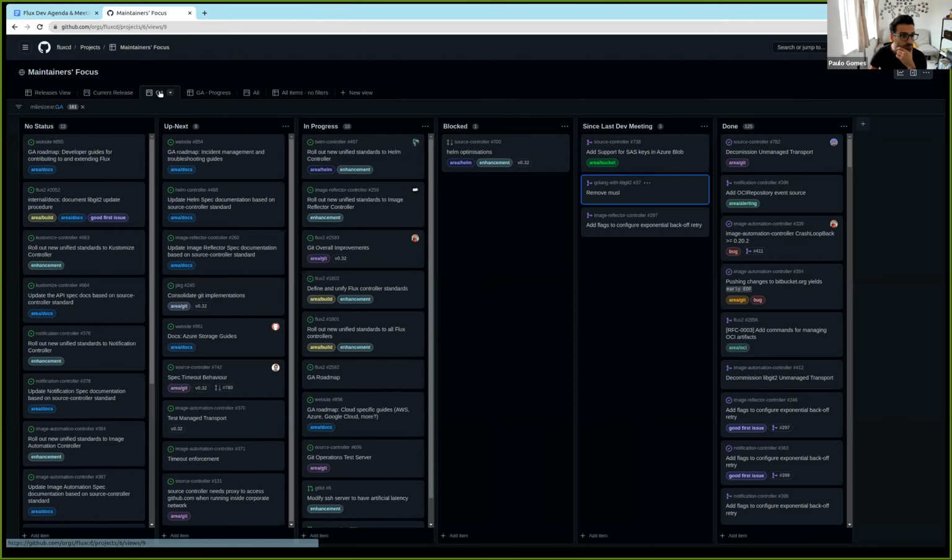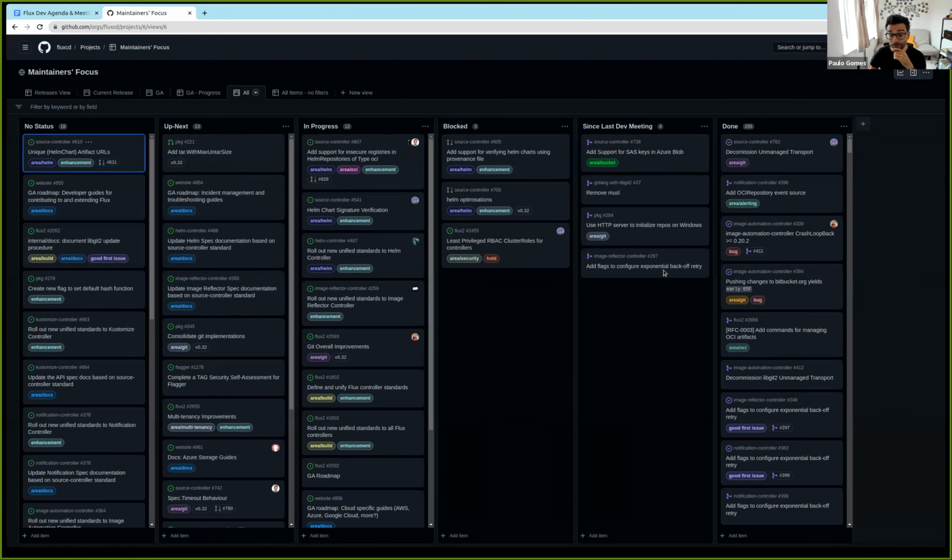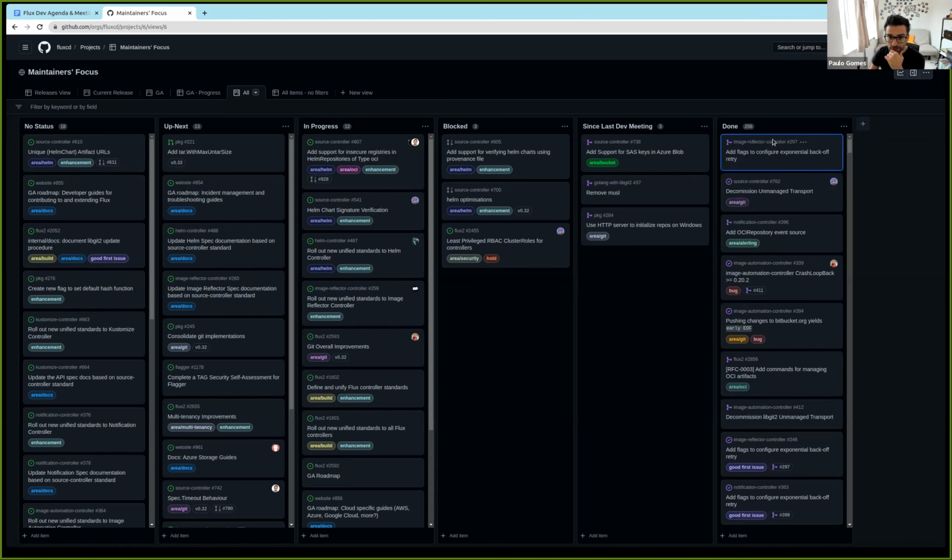So we have a few things. We are rolling out exponential back-off retry across all the controllers. I think the image reflector controller was the last one for us to do that, so that should be done now. We removed muscle. I think we talked about that before, but the issue was still lingering around.